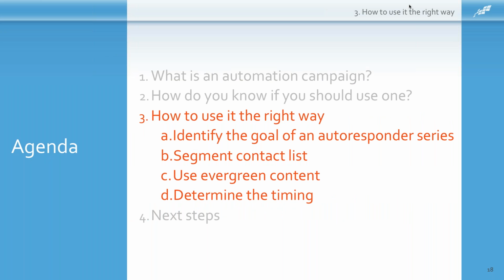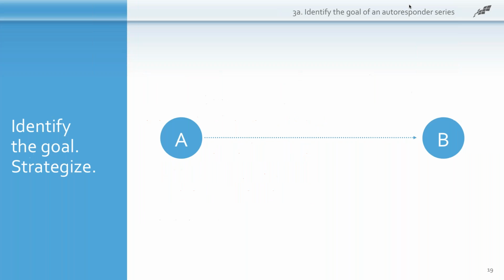All right, so let's talk about how to use it the right way. The first thing that people seem to gloss over is that we have to have a goal. What is the goal of using this? What action do you want them to take? We need to talk about how we can segment a contact list, how the content that we use should be evergreen, and then determine the timing.